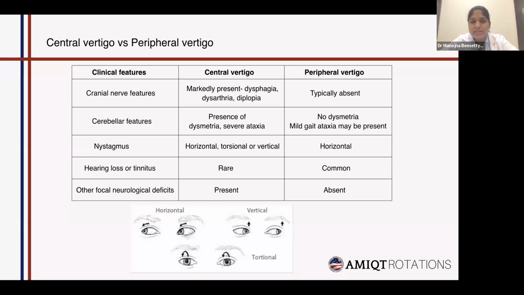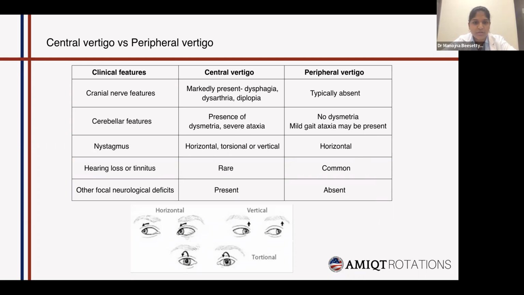Usually, vertigo presents with other clinical features, signs, and symptoms, which really help us in differentiating the causes of the vertigo. So here, this table helps us in differentiating between the central and peripheral causes of vertigo. The cranial nerve features like dysphagia, dysarthria, and diplopia are present in central vertigo and typically absent in the peripheral causes. The cerebellar features like dysmetria and ataxia are also present in central vertigo and absent in peripheral vertigo.